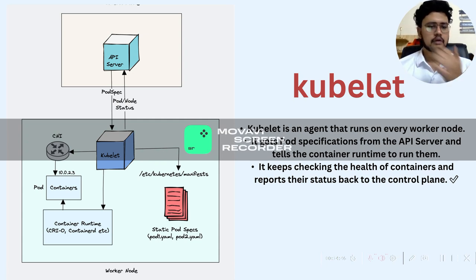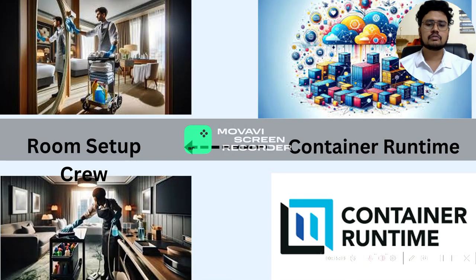Okay, so now we're gonna see the next component. This is the architecture diagram of the kubelet, how it is communicating and how it is instructing all the components in the worker node to make sure the work is done. So next one is our container runtime. In our terms, we're gonna see it as a room setup crew.